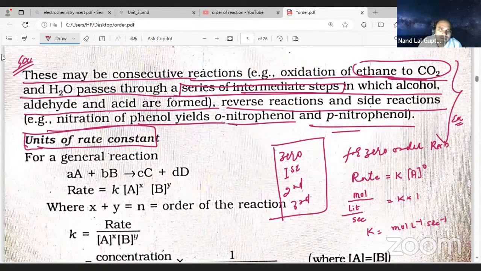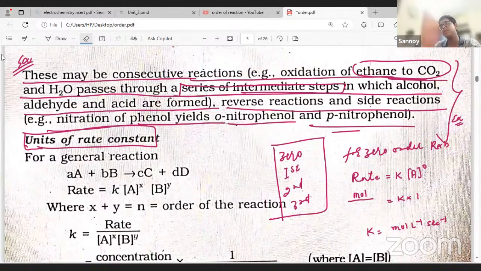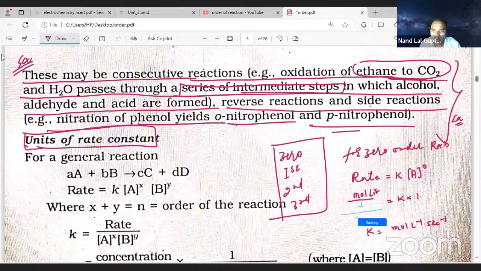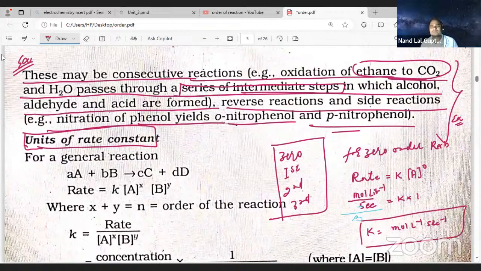It is not like that. This is mole per liter per second. See, mole per liter, and here you are simply writing second. So again it is going to be mole per liter per second. Can't you understand this?